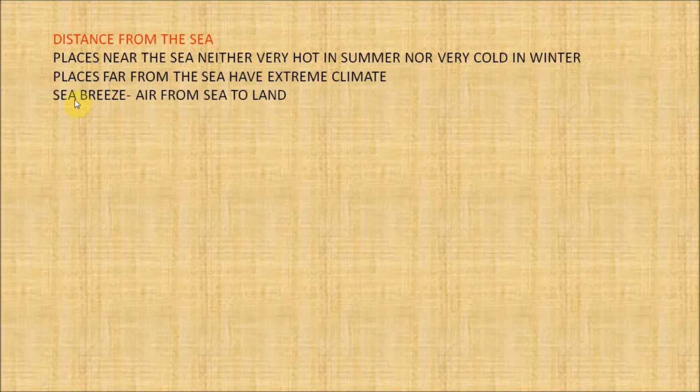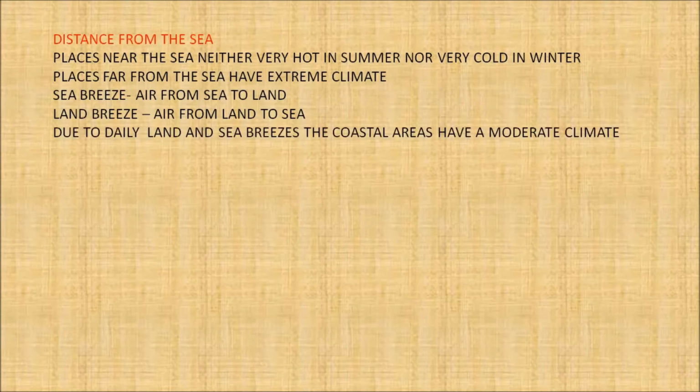Now let's see just the opposite of sea breeze, that is land breeze. Land breeze is the air from land to sea. So just as the sea water warms up slowly in the day, it cools down slowly at night. Now the land cools down more quickly. The cool air from the land flows to the sea. This is called the land breeze. Due to daily land and sea breezes, the coastal areas have a moderate climate.